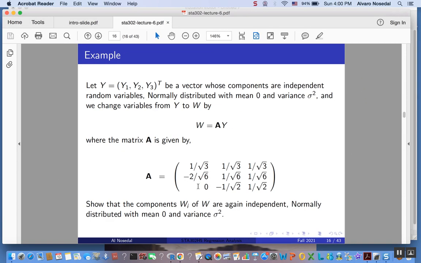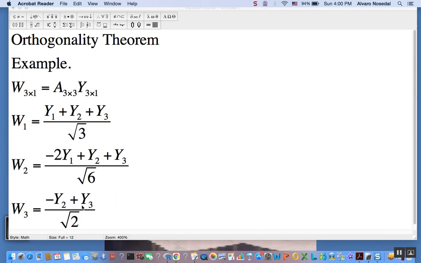Right? It would be 0 times y1, then we have nothing, minus y2 plus y3 divided by the square root of 2. That's what we have here. Okay? So these guys are the components of this 3 by 1 random vector w, which is the result of this transformation. Okay? Now, we said that we want to apply the orthogonality theorem.